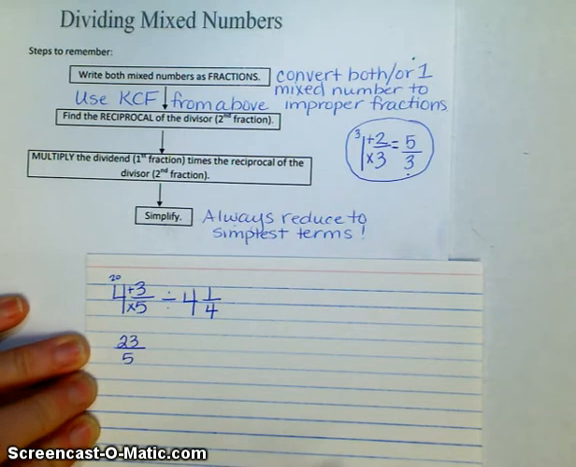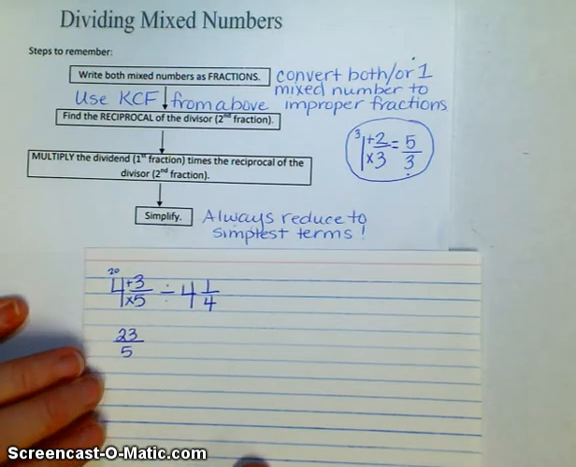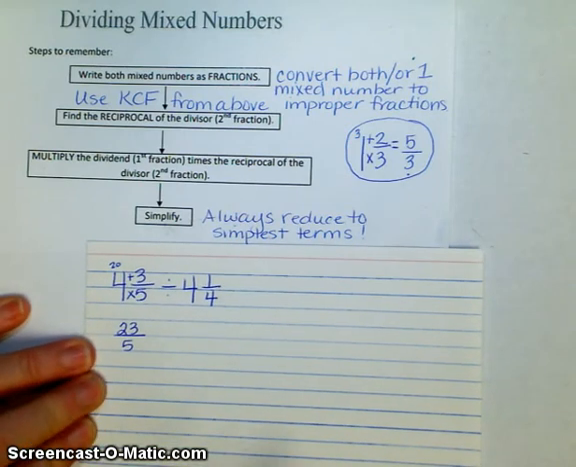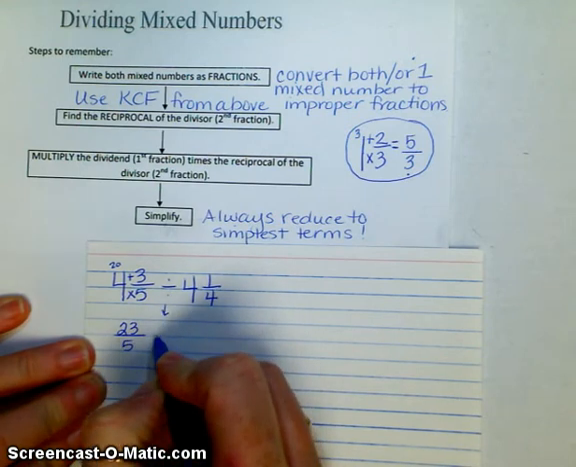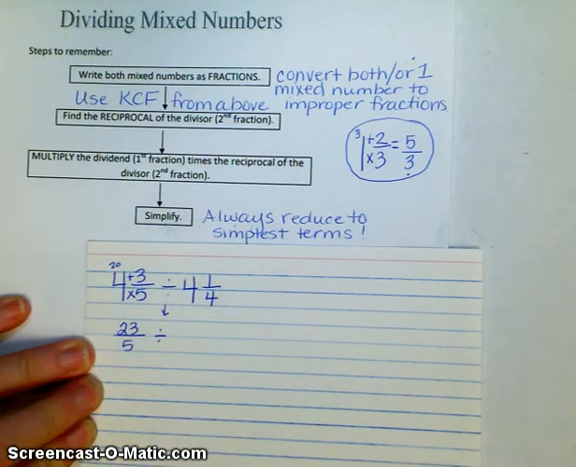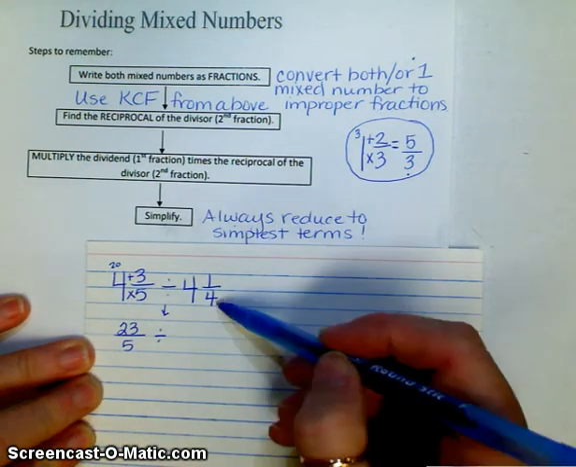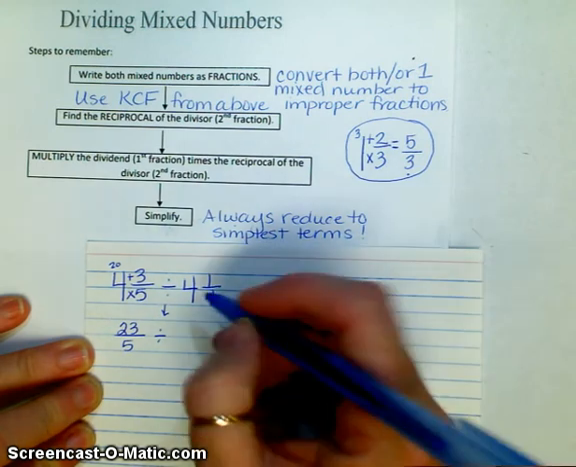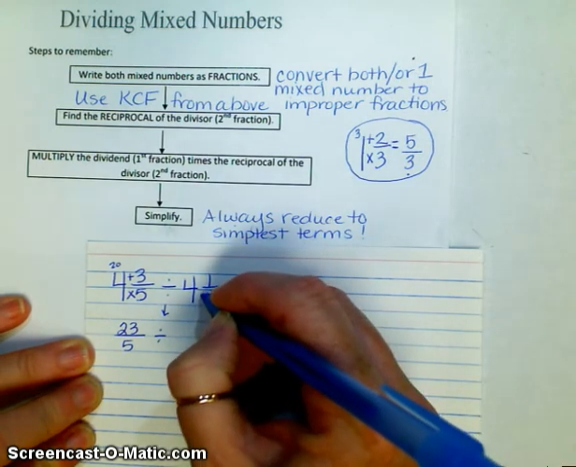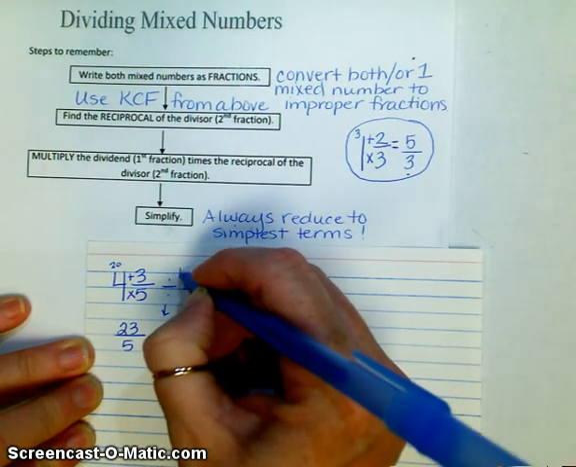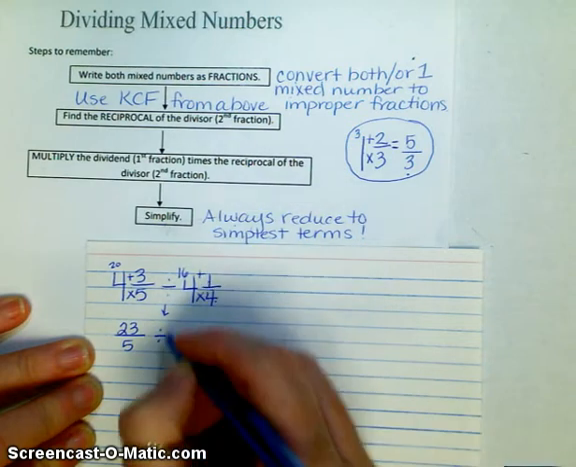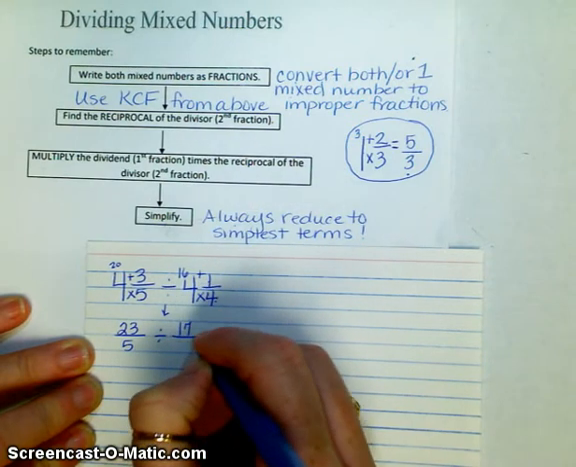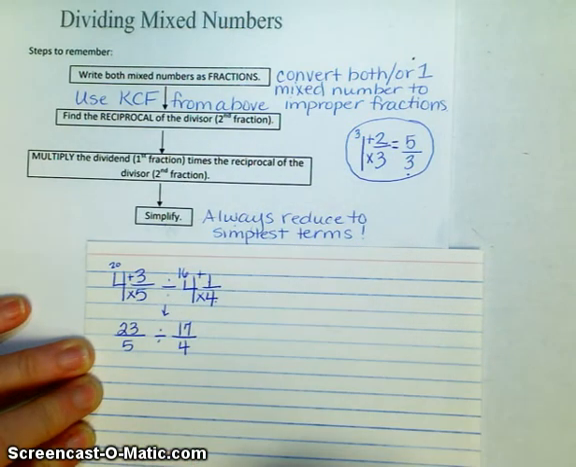We have not converted anything to be a multiplication problem yet, so all I do is bring down that division sign. Now I'm going to convert 4 1/4 to be an improper fraction. I'm going to multiply 4 times 4 and get 16, and then add 1 to it. So that's going to become 17 over 4.